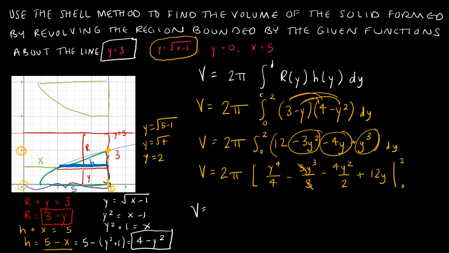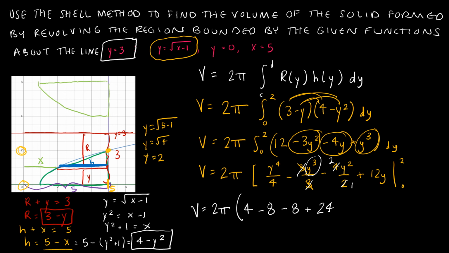So now I have 2 pi, and then y to the 4th over 4, again starting with the 2, so 2 to the 4th is 16, divided by 4 is 4. The 3's canceled out, so it's just y cubed, so 2 to the 3rd is 8, so minus 8. Let's go ahead and reduce this. This is 2, this is 1. So it's just 2y squared. So I'm subtracting 2 times 2 squared, so that's minus 8. And then plus 12y, so plus 24.